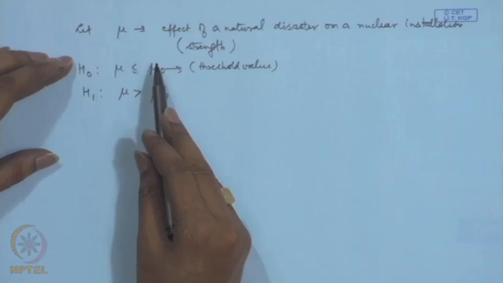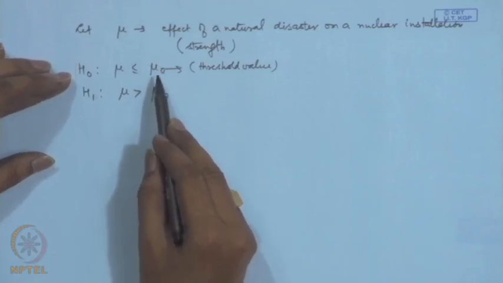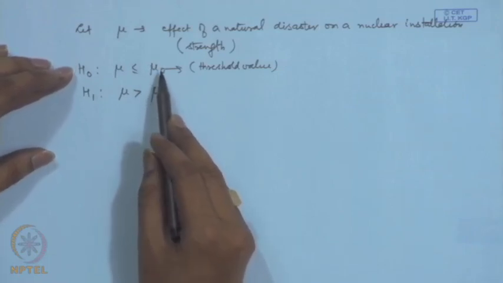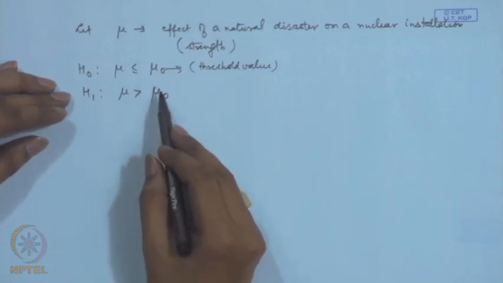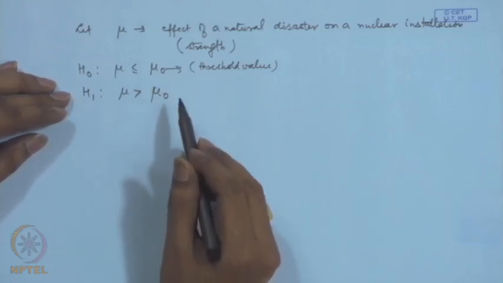Whereas, if H naught is actually false and we accept it, in that case we are making a very serious error, as happened in the nuclear disaster in Japan.